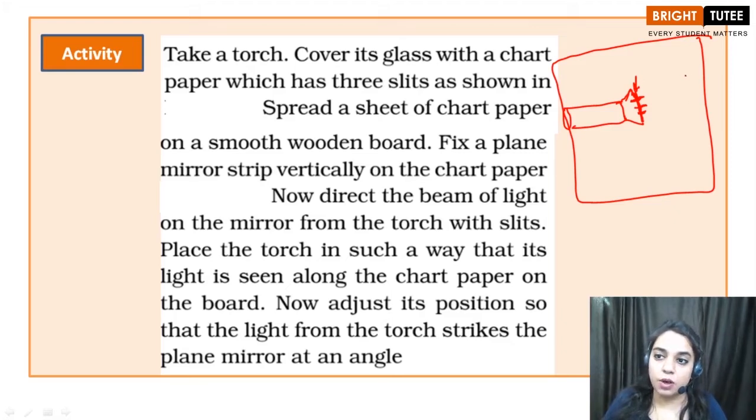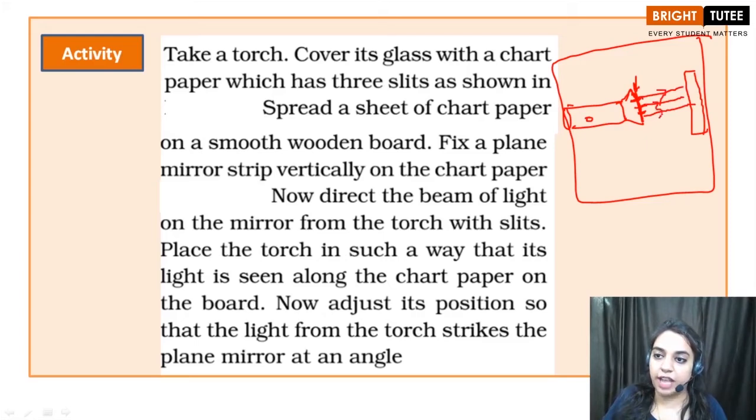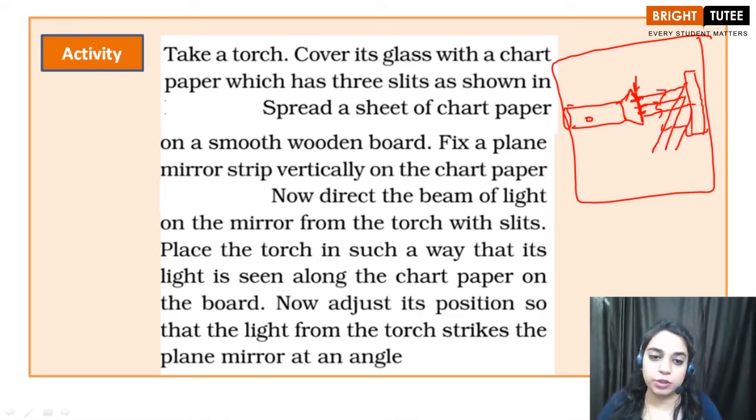Now on the other side we are going to place a plain mirror, and we are going to place it vertically. Now we will switch on this torch and let the beam of light fall on this mirror. Now these rays of light will be reflected because the light coming through the slits can be seen. We are going to discuss this with the help of a diagram also, but first we are just going to read about this a little bit.